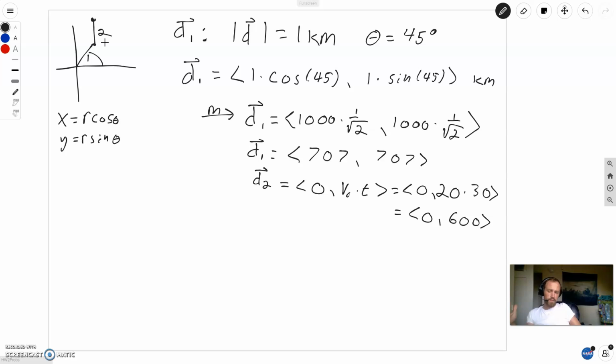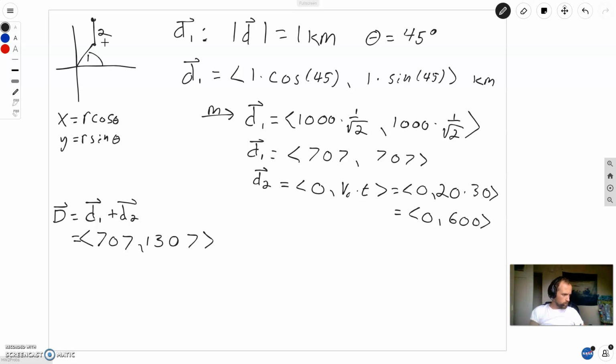So now I can express the total displacement vector. I'll call it big D, equals D1 plus D2. And this equals 707, comma, and then adding these two up, I'll get 1307. Okay.